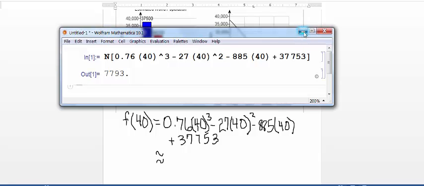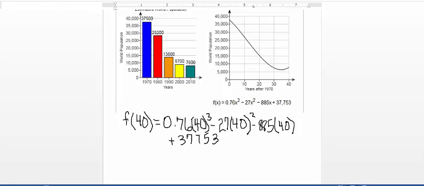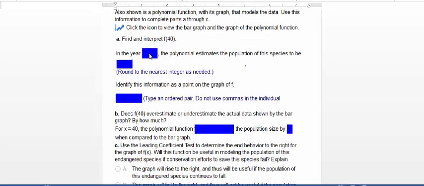So I see that this calculating device gave me 7,793. That's actually not an approximation. That's actually an exact result. So going back to the problem, this tells me that in the year 2010, 40 years after 1970 is 2010, the polynomial estimates the population of the species to be 7,793.